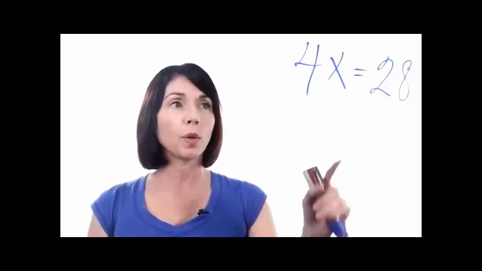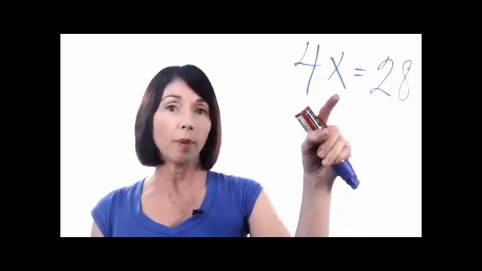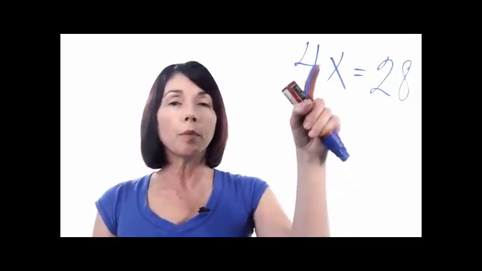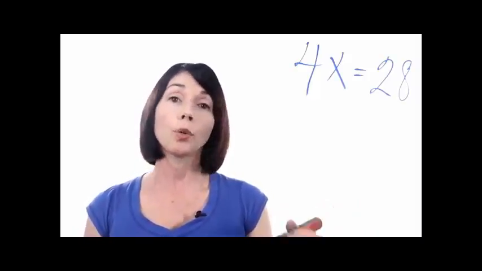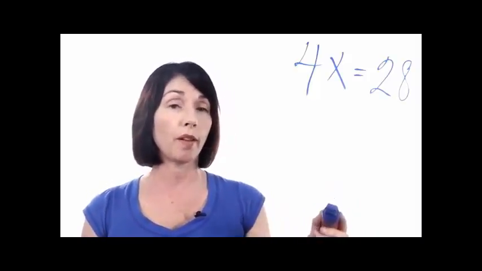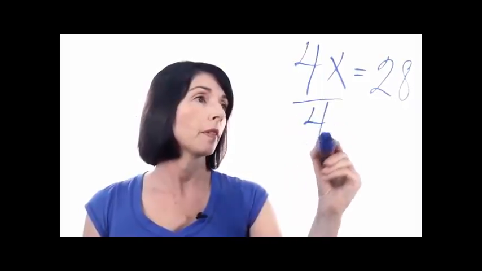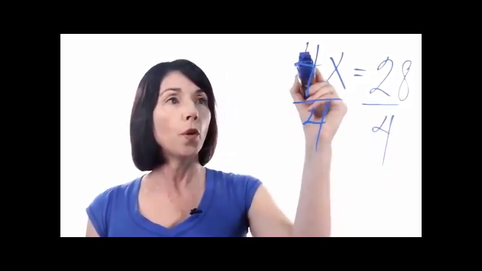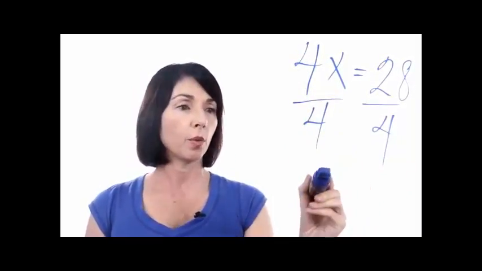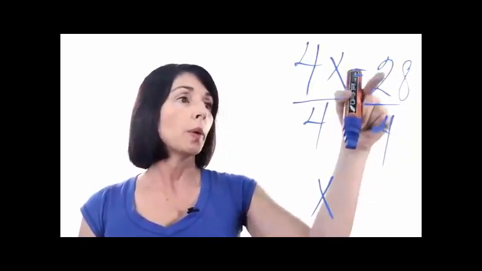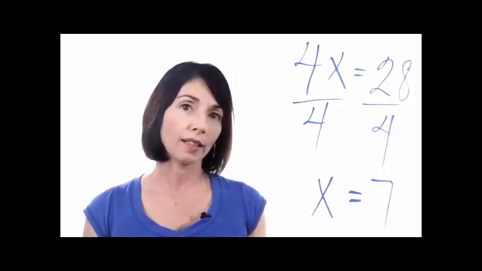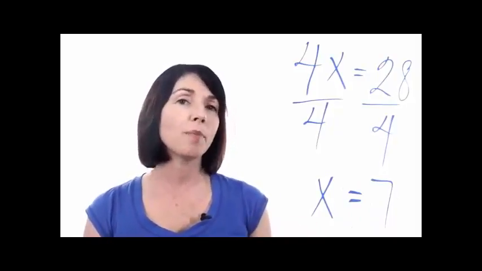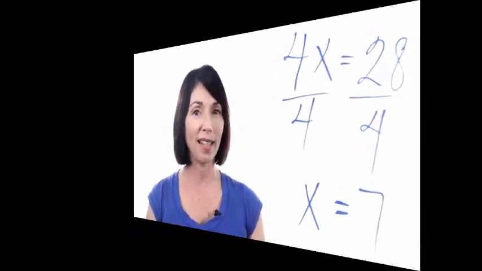Now in this case, we're multiplying the variable x by the number 4. Since we're doing multiplication, we'll do the complementary operation, which is division. So if we divide both sides of this equation by 4, 4 divided by 4 is just 1, so we just are left with an x. 28 divided by 4 is 7, so we're left with x equals 7. That's how you solve this type of single variable algebraic equation.